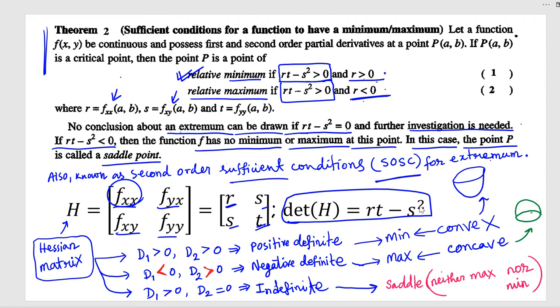Now, if you remember, for a symmetric matrix we can find whether it is positive definite, negative definite, or indefinite. In that case, we have a saddle point. In fact, d2 greater than 0 and d1 less than 0.